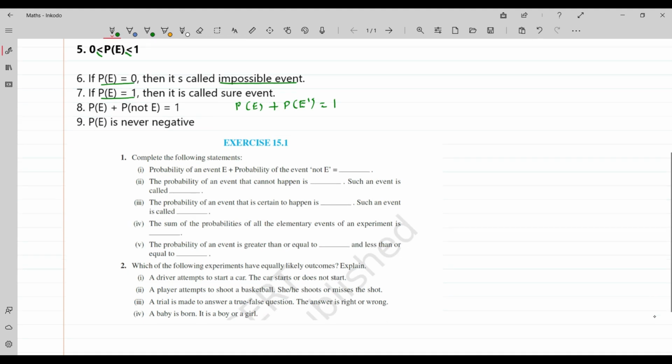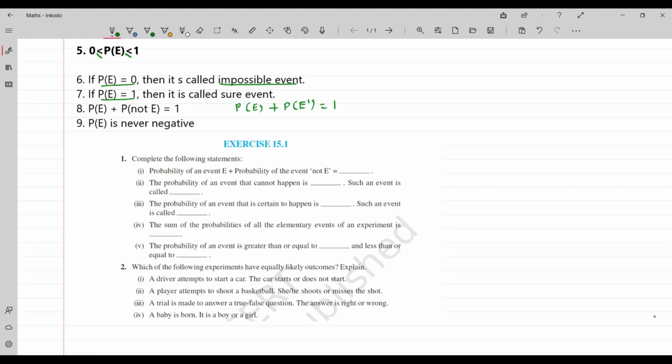Now let's solve exercise number 15.1. Complete the following statements. Probability of an event considered as E. Probability of event not E, that means E dash, is equal to 1. For example, probability of getting heads will be equal to 1 by 2 and probability of not getting heads is also equal to 1 by 2. So 1 by 2 plus 1 by 2 is equal to 2 by 2, that will be equal to 1. That's why here I wrote answer 1 in the first part.